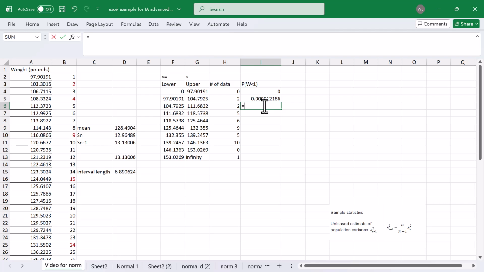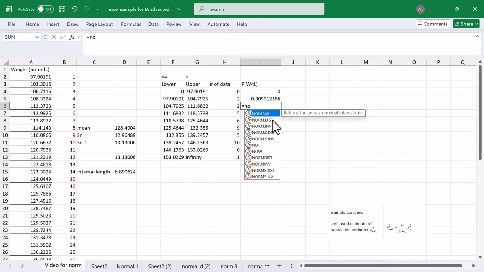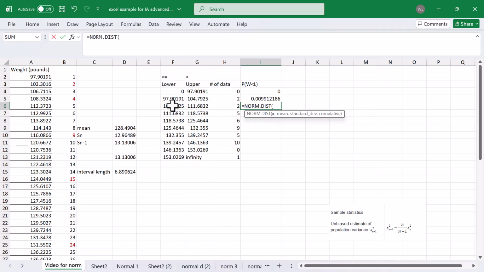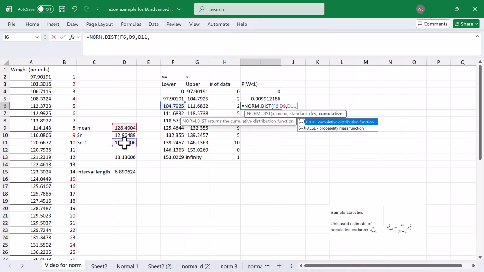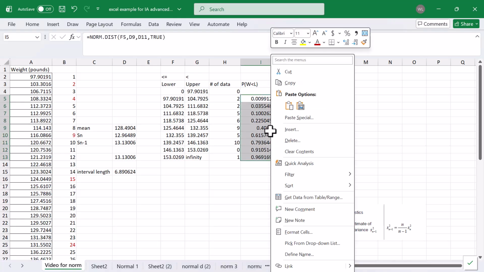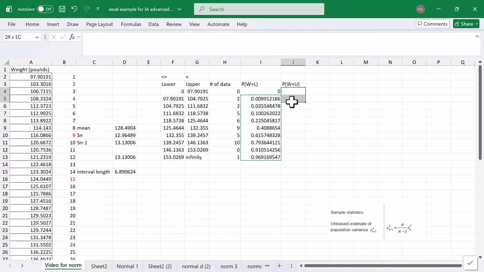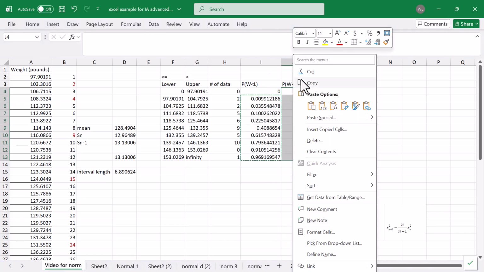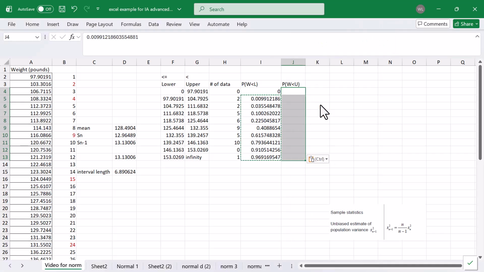Do exactly the same thing. Normal distribution. Lower bound, mean, standard deviation, then true, then enter. We will copy this, then put over here. This will be 1.